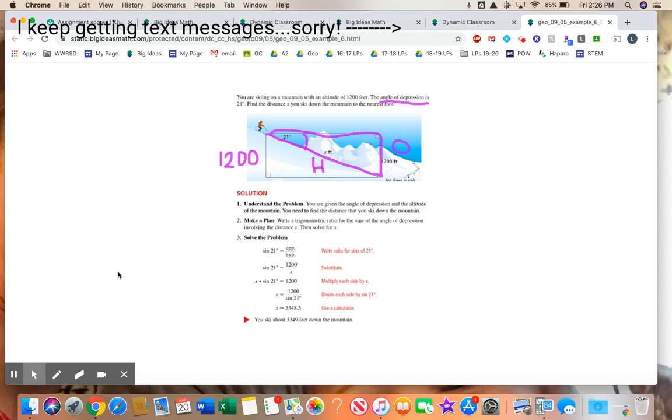Hopefully these couple of examples were helpful so that you could see basically finding missing sides in a triangle. That's what we spent the end of last week doing, but with some real world situations.